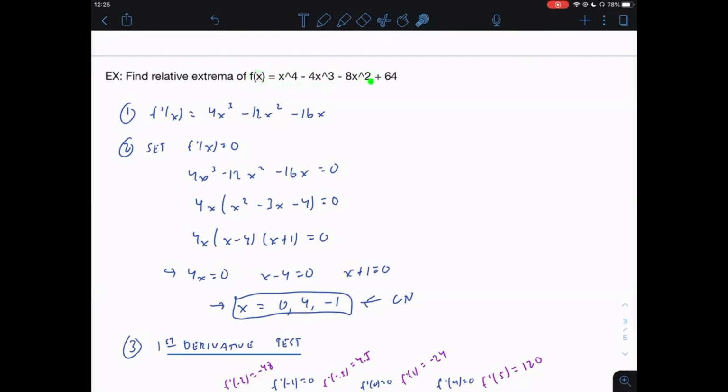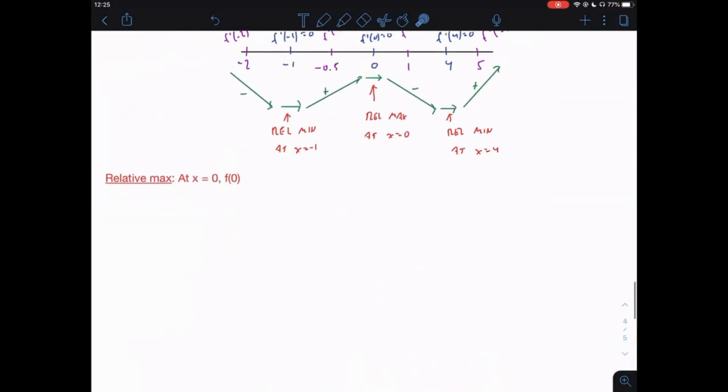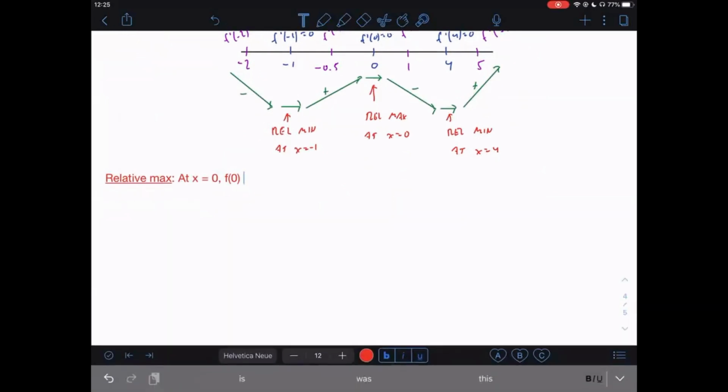All right, so we plug 0 into the original function, which again was x to the 4th minus 4x cubed minus 8x squared plus 64. And if we plug 0 into this original function, we get just 64. So f of 0 gives an output of 64, meaning our relative maximum can be located at the coordinates (0, 64) along the curve of our original function.